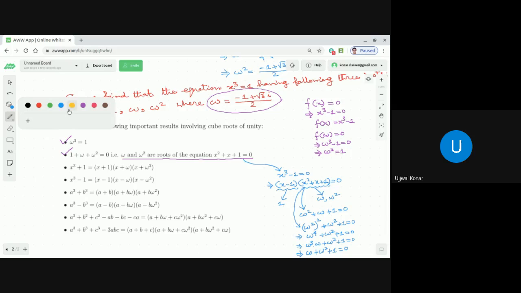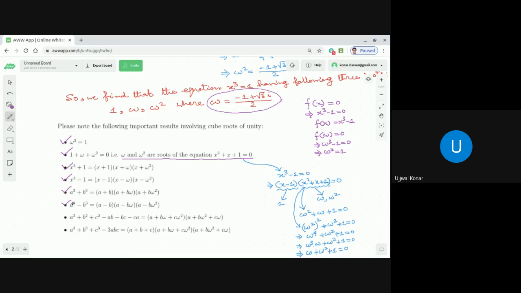Now for the rest of the points, dear students, you need to remember them, and you can also derive and prove them. You can consider these as advanced identities. x cube plus 1 is equal to x plus 1 into x plus omega into x plus omega square. x cube minus 1 is equal to x minus 1 into x minus omega into x minus omega square. a cube plus b cube can be written as a plus b into a plus b omega into a plus b omega square. Similarly, a cube minus b cube is a minus b into a minus b omega into a minus b omega square.